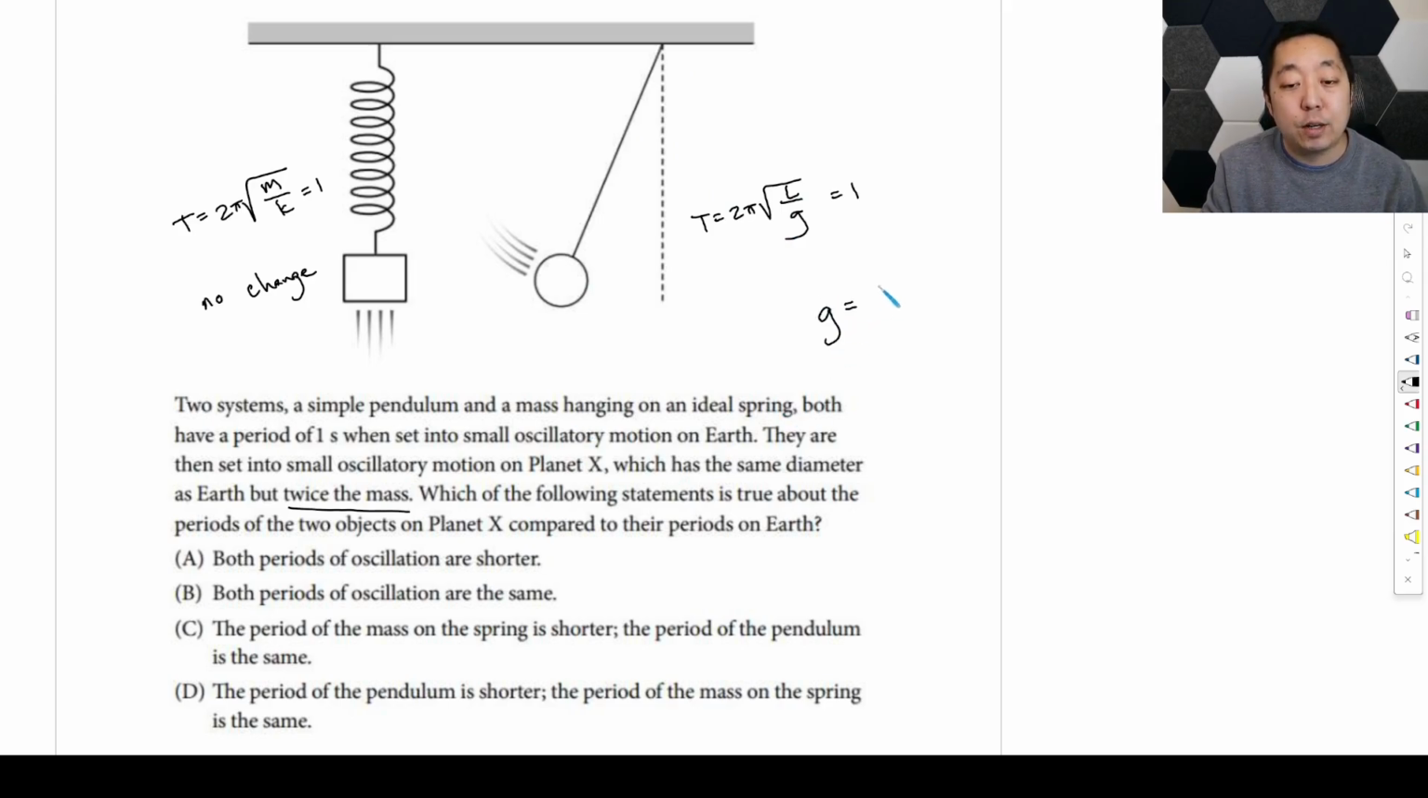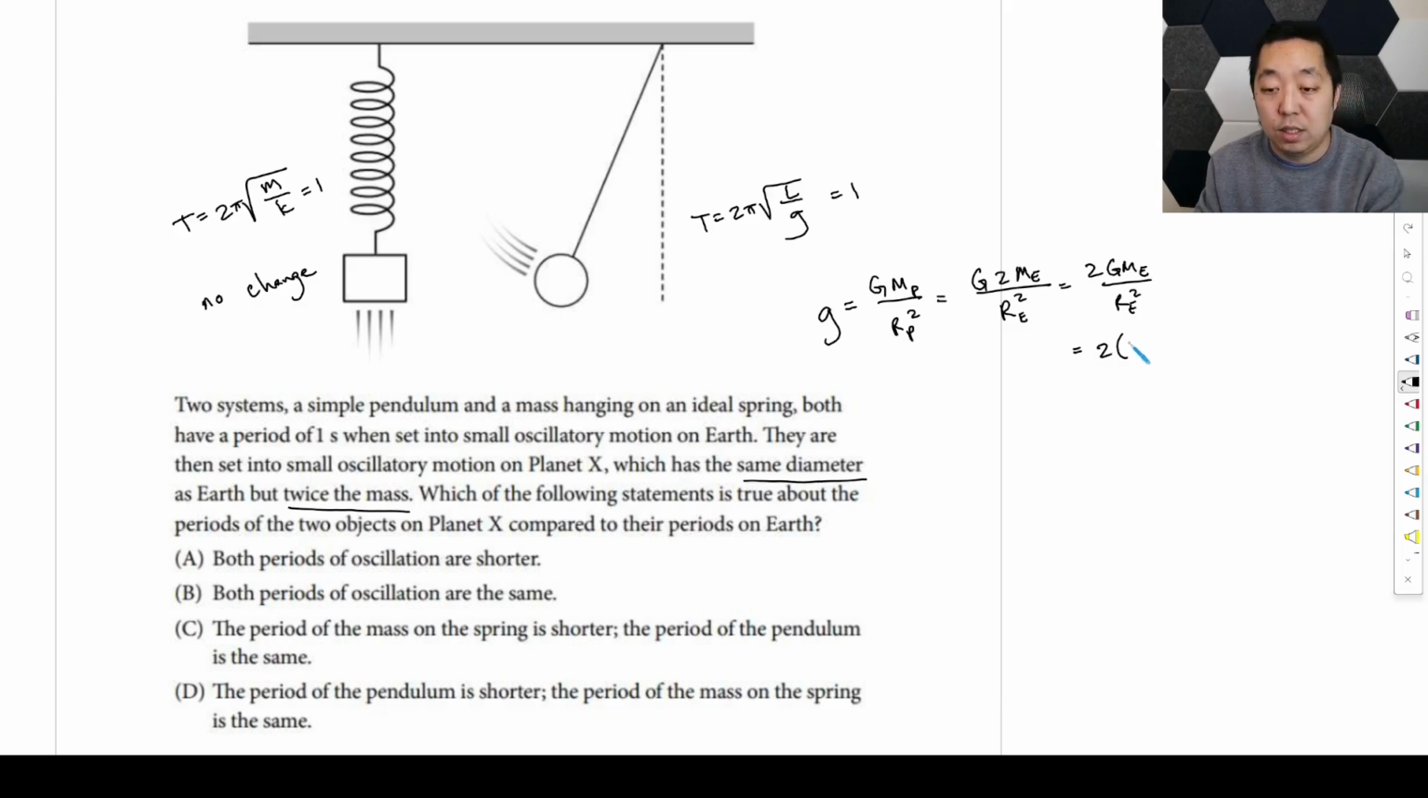And remember that g, that gravitational field, is G times the mass of the planet over the radius of the planet squared. They're saying it has the same diameter, so the same radius, but twice the mass. So this is G times 2 times the mass of the Earth over the radius of the Earth squared. So basically it's twice the mass, so it's going to be 2 times 9.8, or 2 times 10. Okay, so we're going to increase the g. So the g is going to go up.